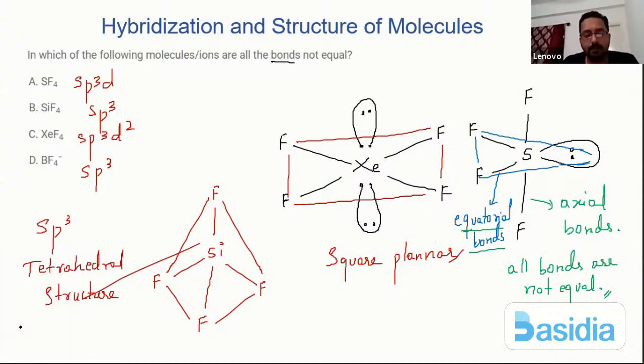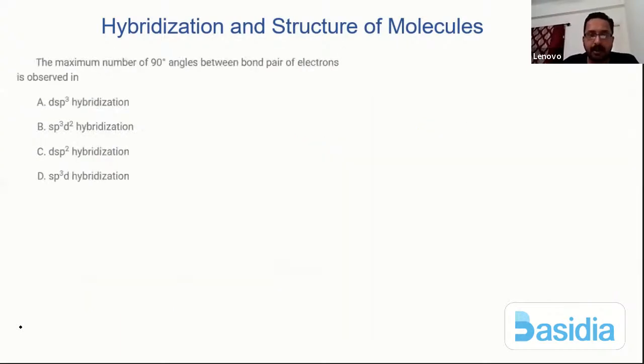Right. So I hope there is no doubt in this question, and I'm going to move to the next question. Again, as I told you, all these questions are your past paper questions only. Okay, right. Let us go to the next one. The next question is the maximum number of 90-degree angles between bond pair of electrons is observed in.